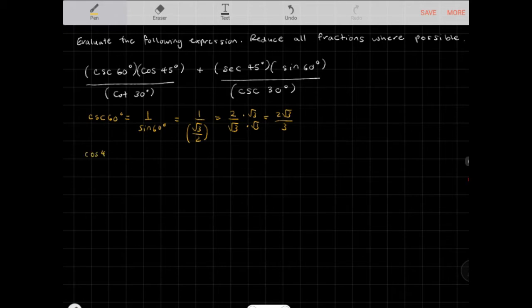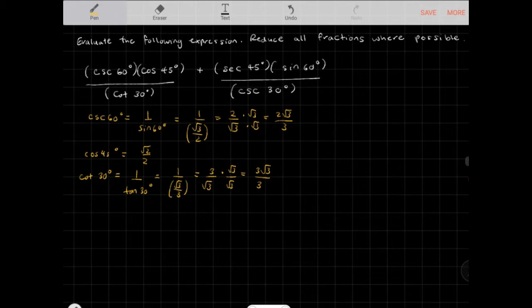Cosine 45 degrees, we know the value is square root 2 over 2. And cotangent 30 degrees, this is a reciprocal, is equal to 1 over tan 30 degrees, which is basically 1 over square root 3 over 3, right? And 1 over square root 3 over 3 is 3 over square root 3. And we can simplify the radical by multiplying by square root 3. So we get 3 square root 3 over 3. So that's that for the first rational expression on the left.